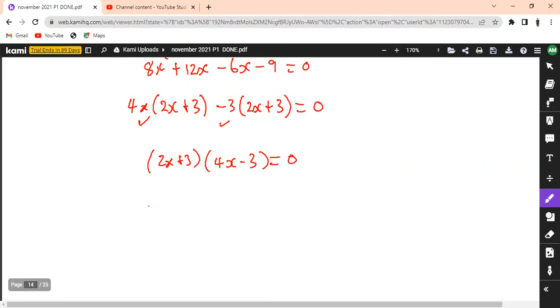So each bracket is equal to 0, so therefore x will be minus 3 over 2, or x is going to be a positive 3 over 4 by transposing each and every part. So x is going to be 3 over 4 in this case.